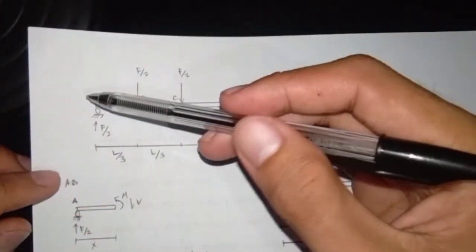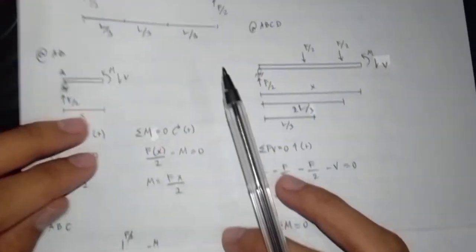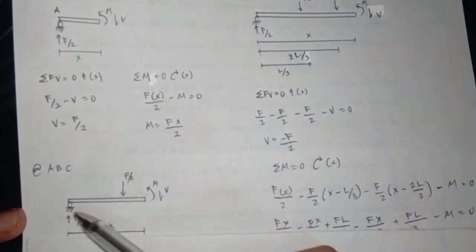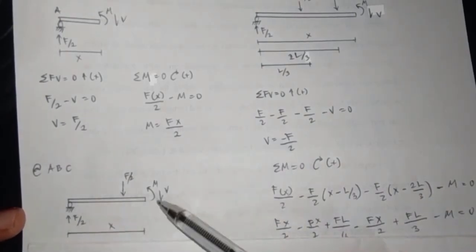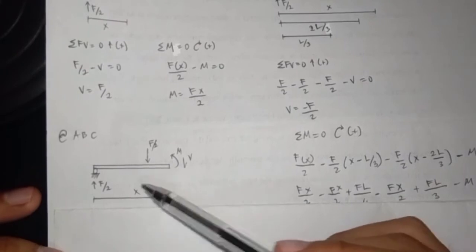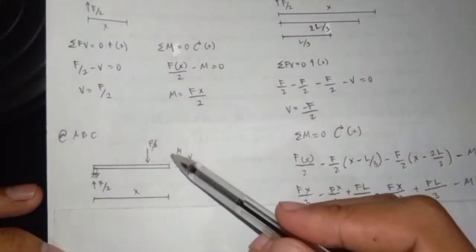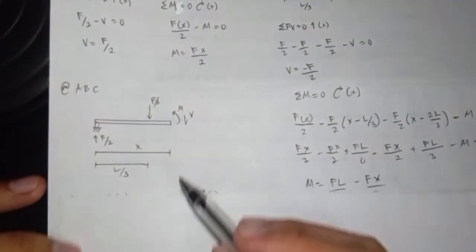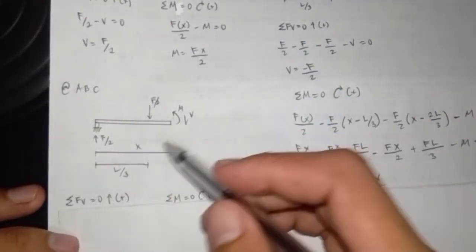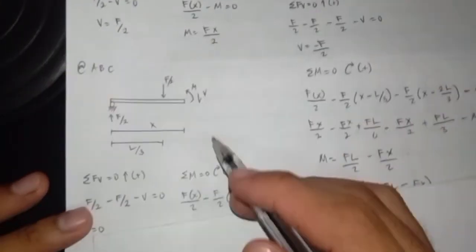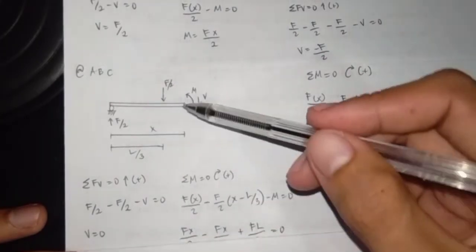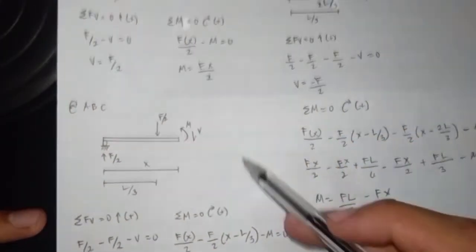Then, sunod naman is, magka-cut tayo ulit sa section ABC. Kapag na-cut natin sila, ito na yung magiging figure natin. Meron din dyan moment pati shear. Kagaya nung sa una, mag-summation of force vertical tayo para makuha yung shear dyan. Yung shear na nakuha natin dito is 0. And then, yung moment naman na nakuha natin dito is ito na.